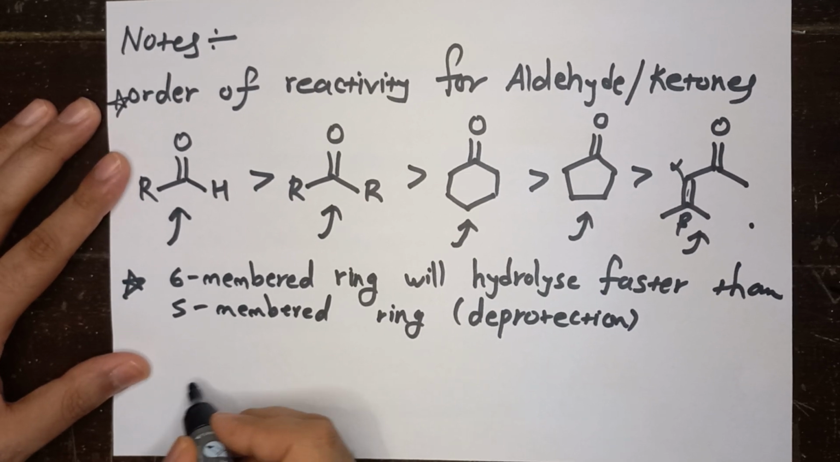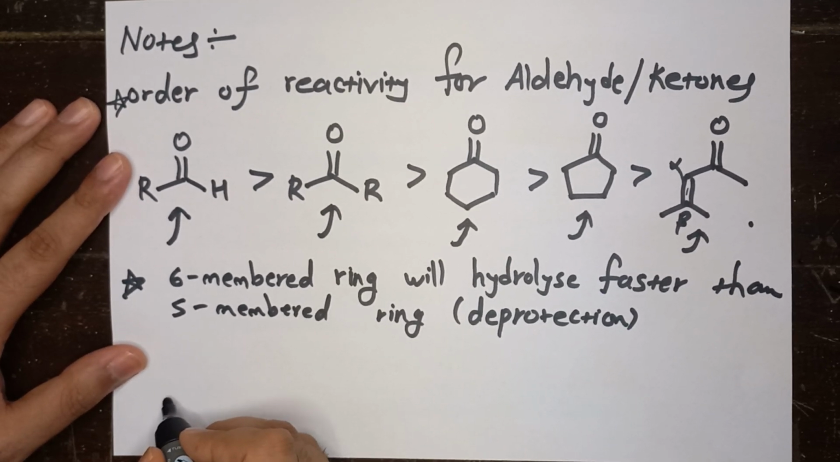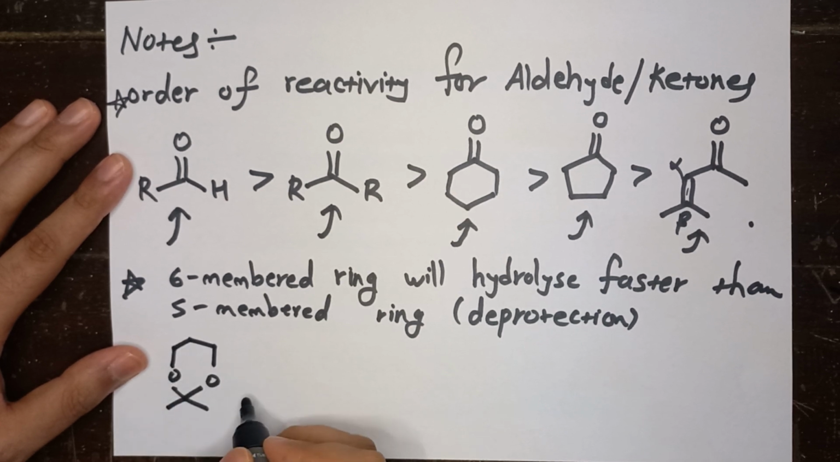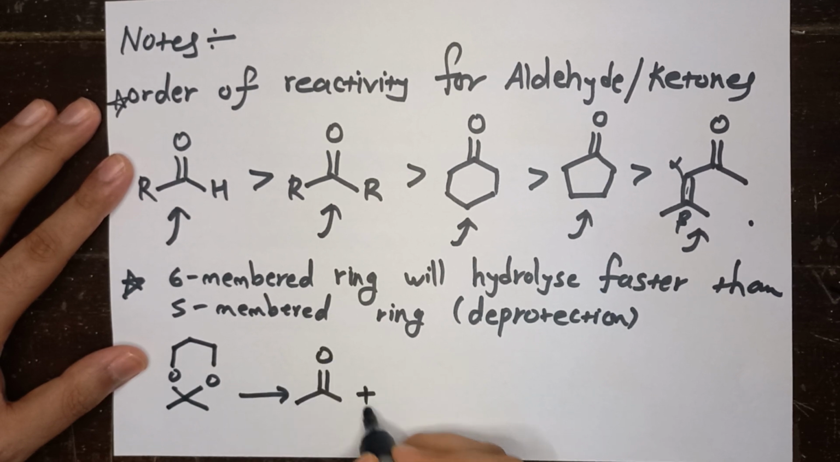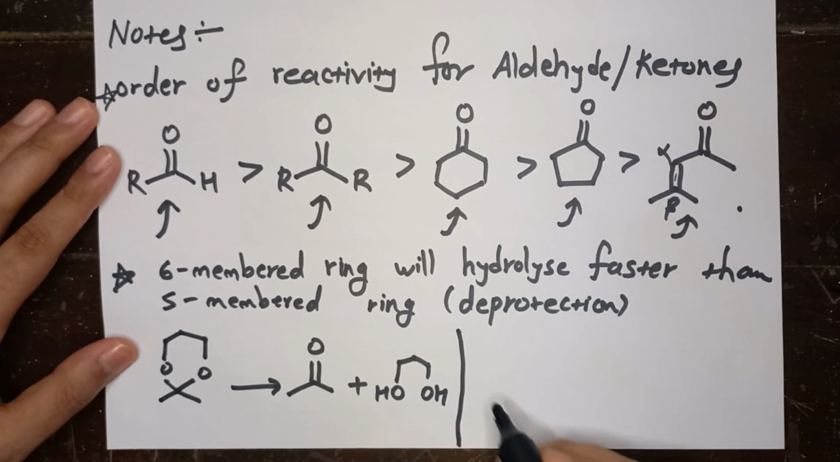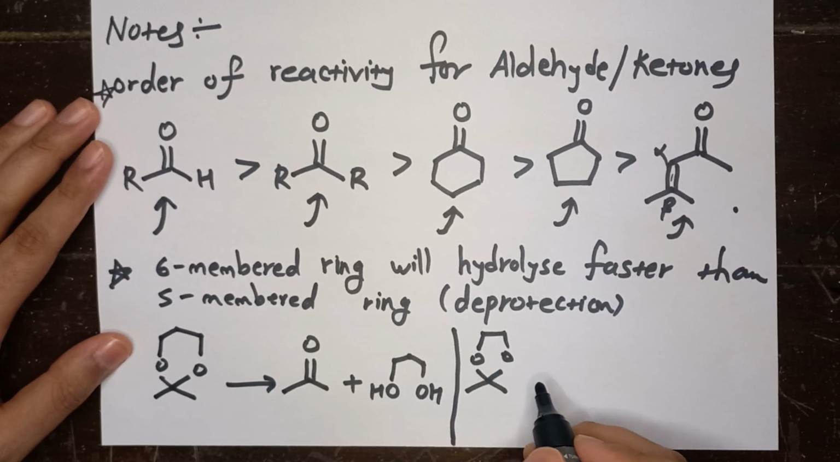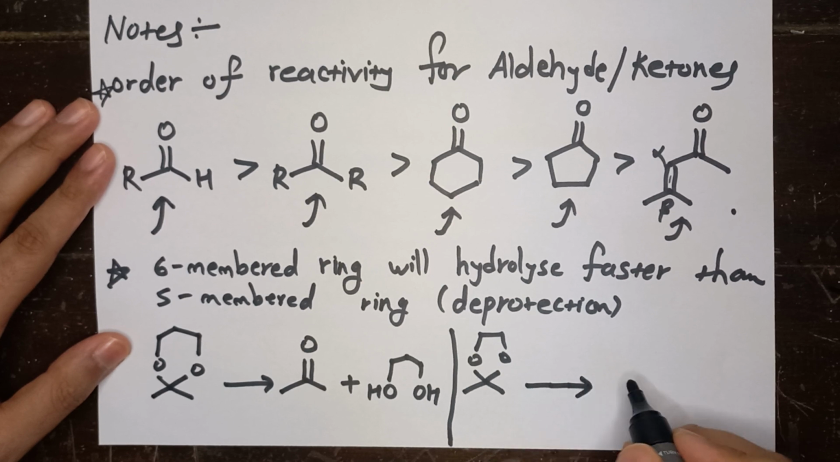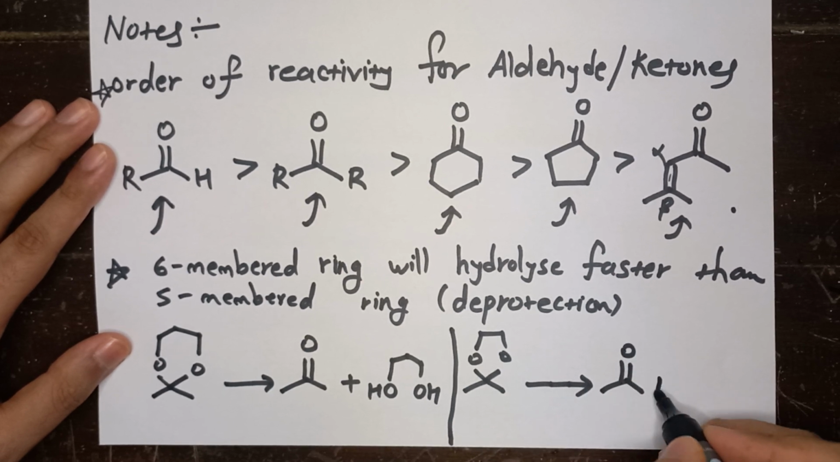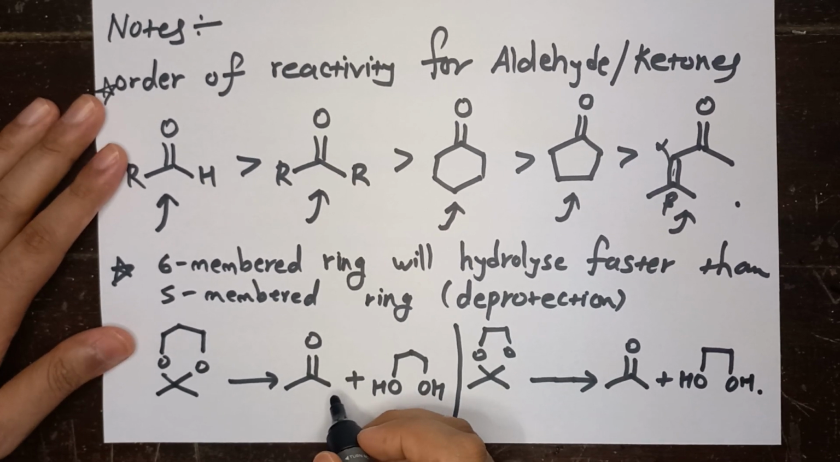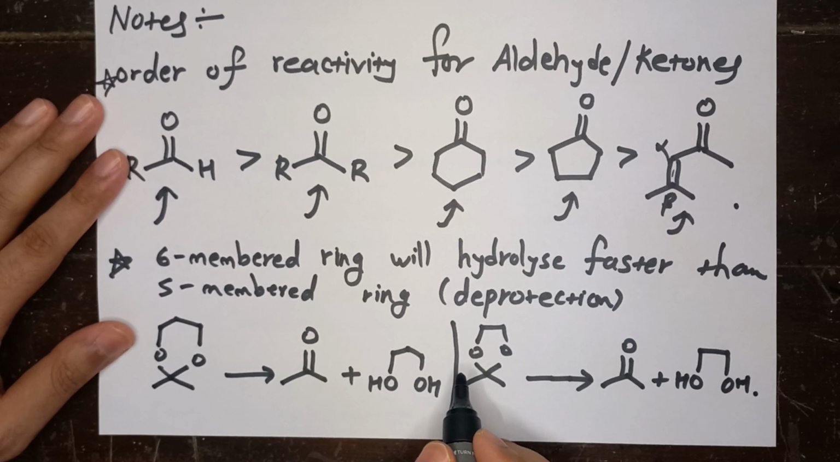So suppose I have 2 reactions where I am doing deprotection for this protected product, and I am getting acetone and a 1,3-diol system. And in the second case, I have a 1,2-diol system, and I'm doing deprotection to get acetone and 1,2-diol. Both the reactions are carried out in acidic media.